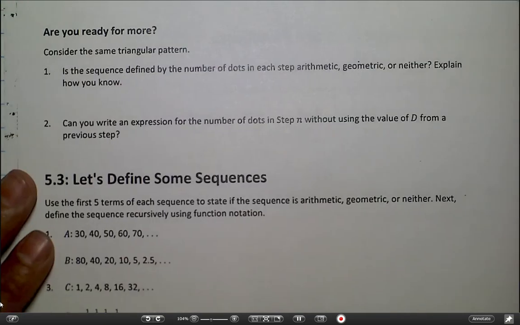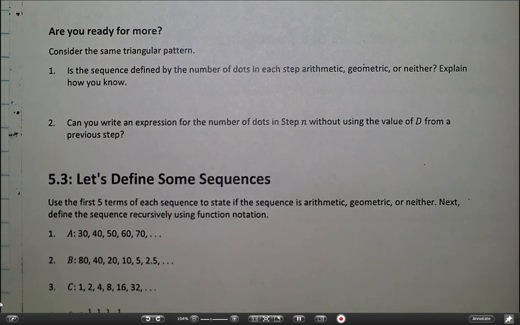Anyway, let's take a look at the back side here. It says consider the same triangular pattern. Is the sequence defined by the number of dots in each step arithmetic, geometric, or neither? First, you have to remember what each one is.